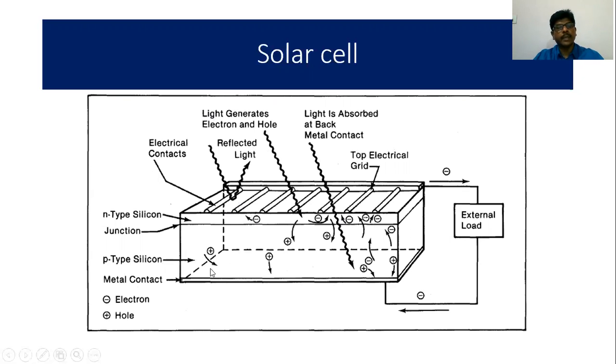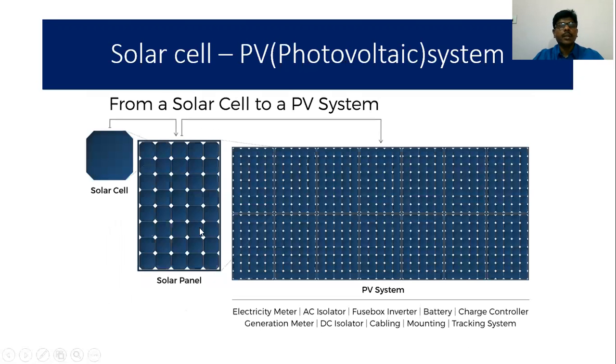We have the p-type material and the n-type material over here. We have an external load across which the outputs can be taken. Okay, this is the diagram which shows you a solar cell, solar panel and a PV system.